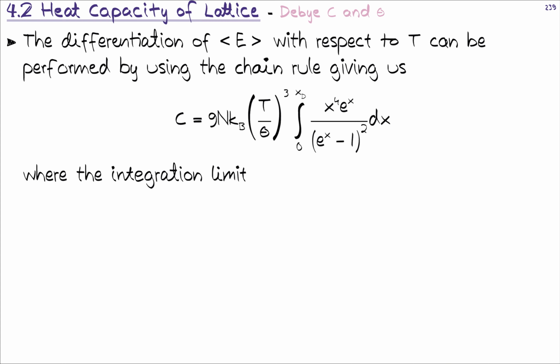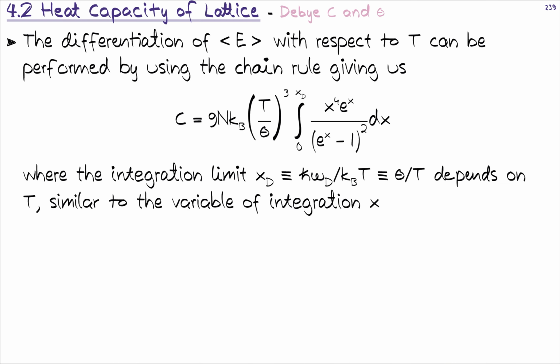So the integration limit here, just to be clear, was defined to be h bar omega D, where omega D is the Debye frequency, divided by kBT, and that was further defined to be theta over T, where theta is the Debye temperature. So please note, this depends also on the temperature. Our integration limit x_T is not explicitly shown in the notation, but yes, it does depend on the temperature. And similarly, the variable of integration x depends on the temperature.